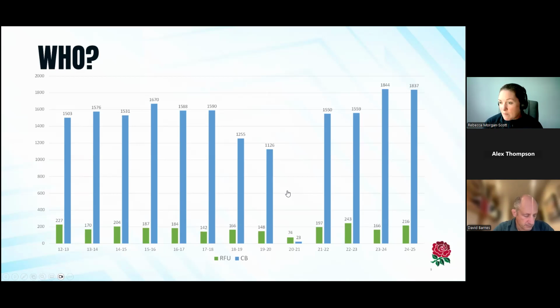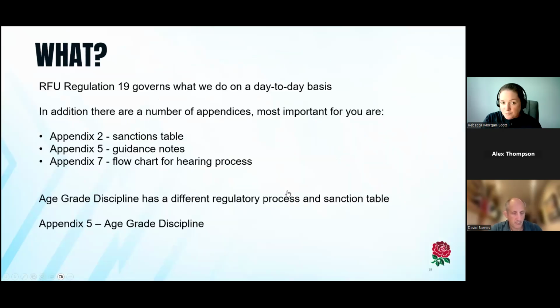I think we said, Dave, it was around 1 in every 10 games results in a red card in the community game. So that figure doesn't really change. It's been the same for a number of seasons now. So that gives you an idea of how many cases are being dealt with by the huge network of volunteers that deal with cases at CB level from a panel perspective.